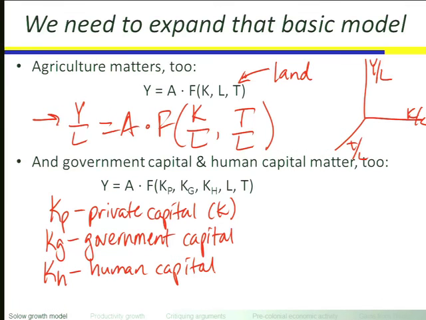KH, the human capital, for any given worker, is the skills and knowledge embedded in a worker. So you can think about if we have 1 million workers who on average have a 5th grade education versus if we have 1 million workers who on average have a 12th grade education: same amount of L, different amount of human capital. Okay. One more expansion. One more thing, and that's that labor force participation rates matter as well.